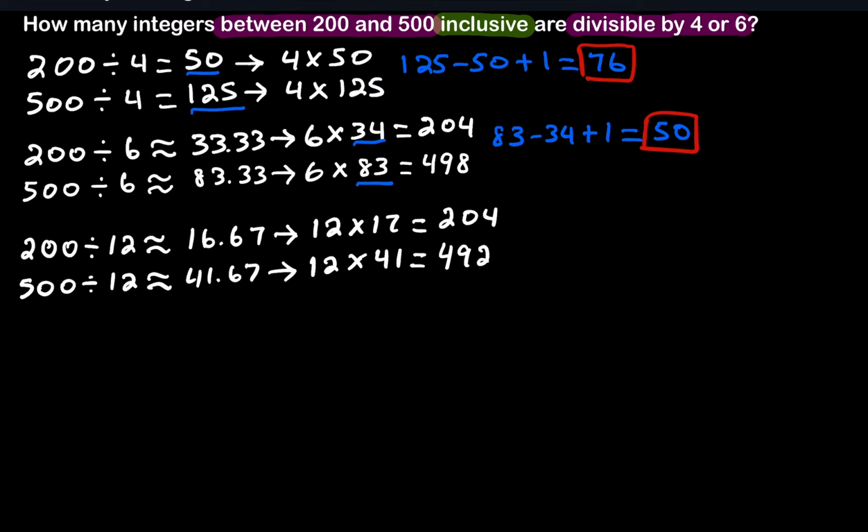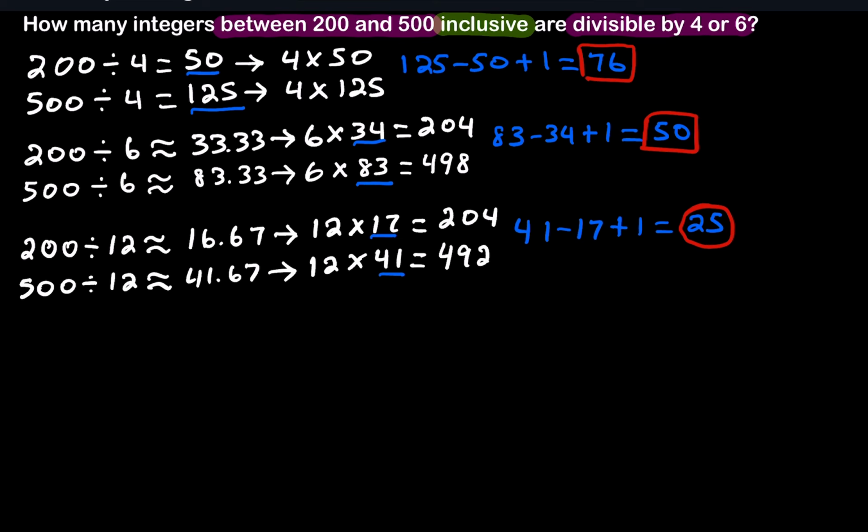Now let's go ahead and do what we've done above. Use that formula to take the largest number minus the smallest number plus 1. And that's 41 minus 17 plus 1, and that's 25. Remember, we're removing 25 multiples of 12, so that way we're avoiding any double counting or overlapping.